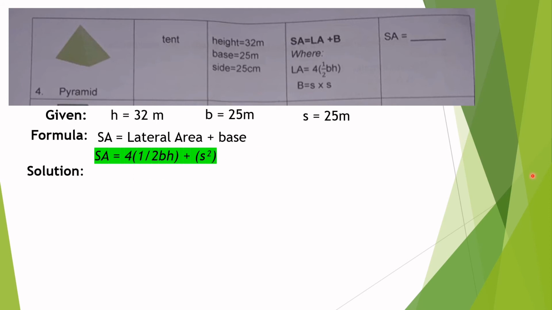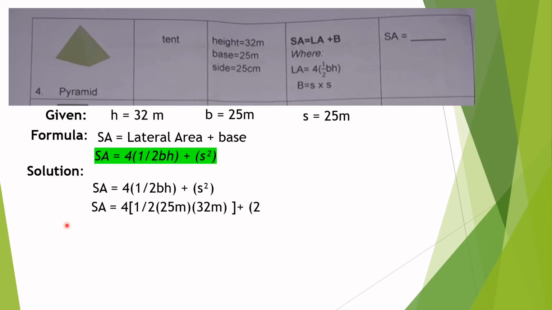So for our solution, first we need to copy the formula as our guide and then substitute the given. So we have now SA is equal to, copy the constant 4 and constant 1/2 times our base, which is 25 meter, times our height, which is 32 meter, plus our S, which is 25 meter, and then squared. First, we need to perform the operation inside the parentheses by following the order of operation or PEMDAS. And we also need to square this.